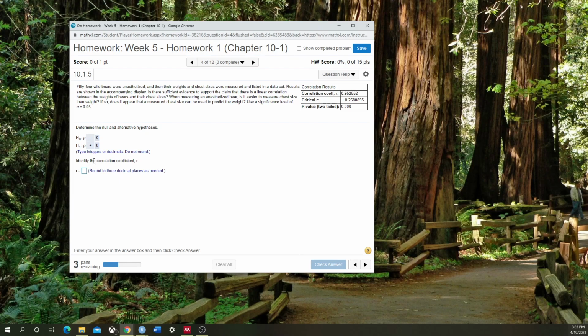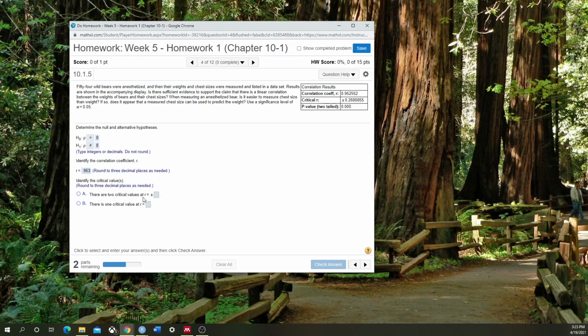Okay, so that just gives us the output here of this question. Identify the correlation coefficient r, or rho. Here it is, correlation coefficient r. I'm going to round to 3 decimal places, 0.953. Check answer, fantastic.